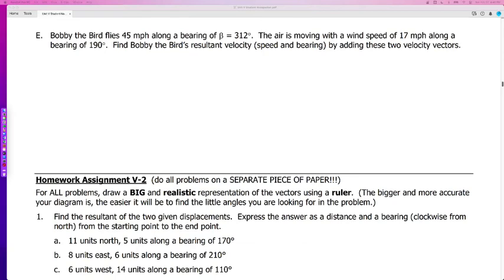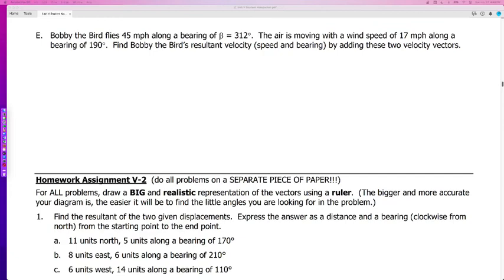The last problem here is a little bit different. So we'll see where we're going. Information we're given. So Bobby flies 45 miles an hour along a bearing of 312 degrees. And then the air is moving with a wind speed of 17 miles an hour along a bearing of 190 degrees. We want to find his resultant velocity, so the speed and the bearing, by adding these two vectors together. So we're doing the same thing as we were doing above, but instead of writing everything in terms of distance, we're now using miles per hour, using rate.